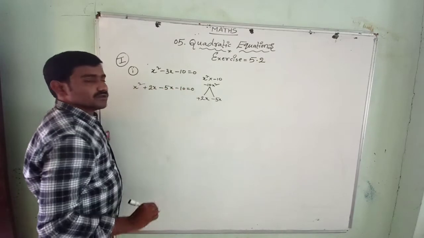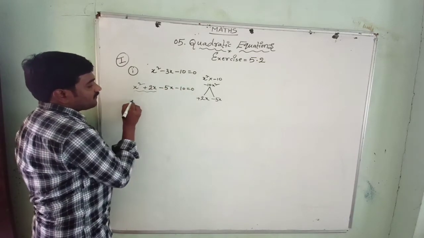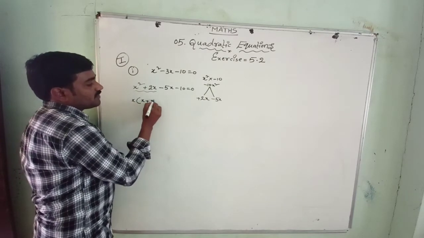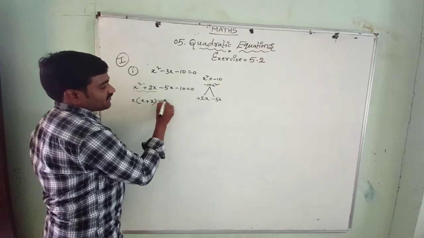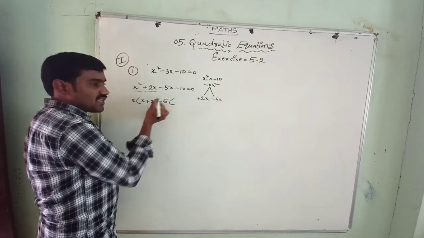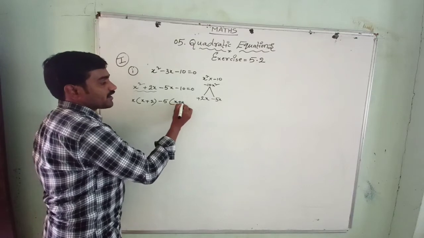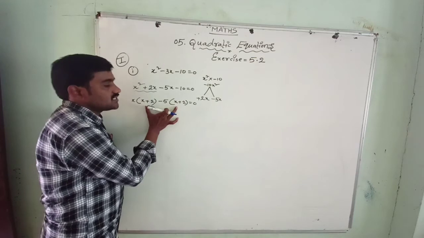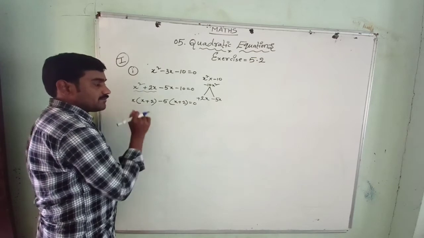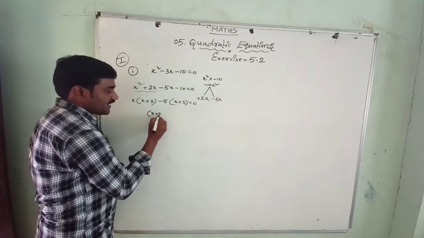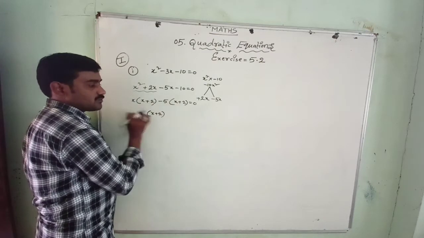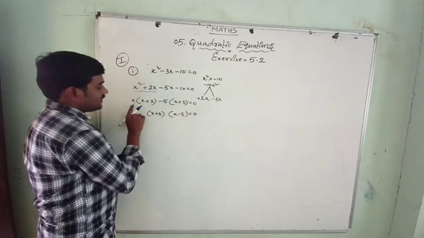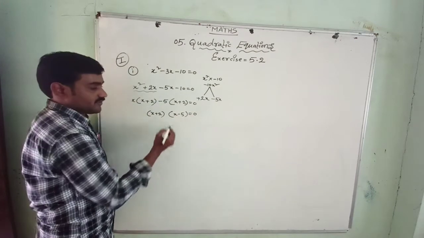equal to 0. See that in these two terms we can take out x as a common factor, so x plus 2 will be left. In these two terms we can take out minus 5 as common. If you take minus 5 as common, then only we will get x plus 2 in the bracket. In both brackets we have to get the same value; that is the condition. Why? Because in the next step we can take x plus 2 common, then x minus 5 will be left over. Here x, here minus 5.